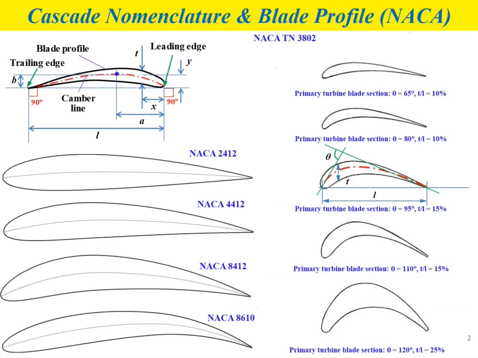Okay, from the previous slide, I already mentioned the NACA approach, or NACA code, used to name a specific blade profile. In this chapter, we will learn two types of NACA code. The first is NACA 4 digits, and the second is NACA 5 digits.